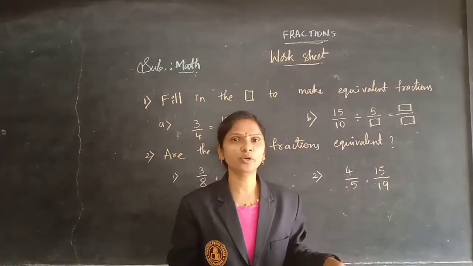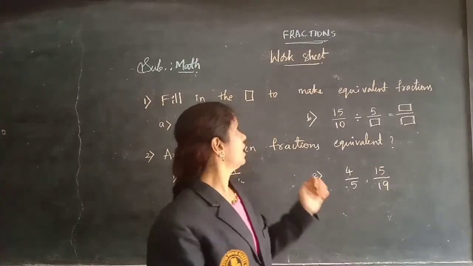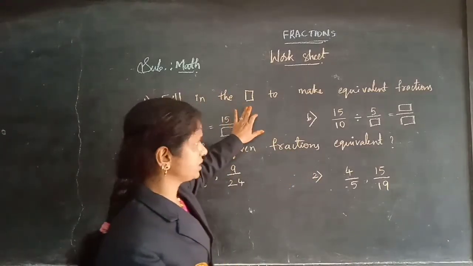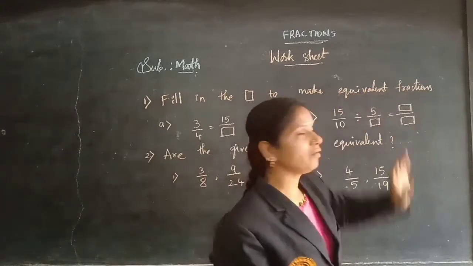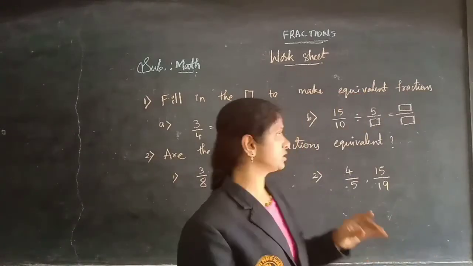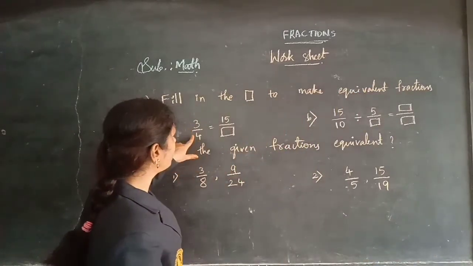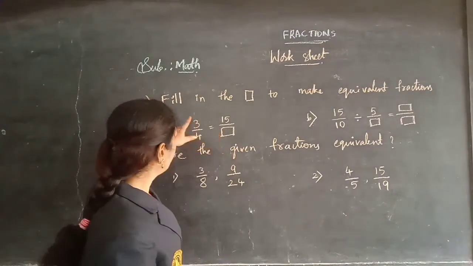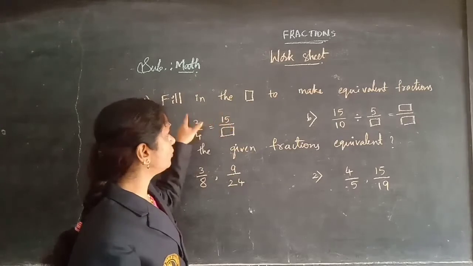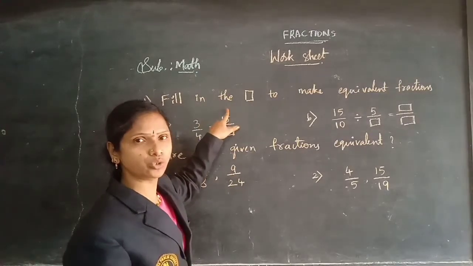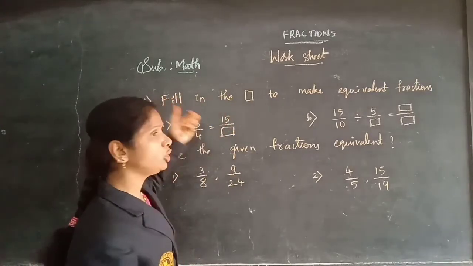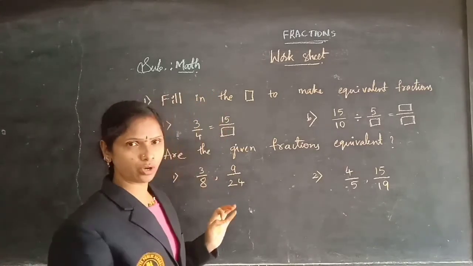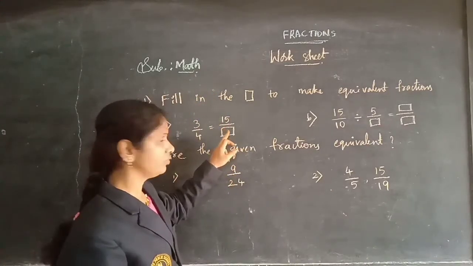Yes children, I hope you understood today's concept. I'll give a worksheet on that here. First one you see, fill in the boxes to make equivalent fractions. See here, 3 by 4 is equal to 15 by something. Okay. So you compare these two numerators that are given. With 3, what we need to multiply to get the 15? With the same number, you multiply the denominator also to get this number.